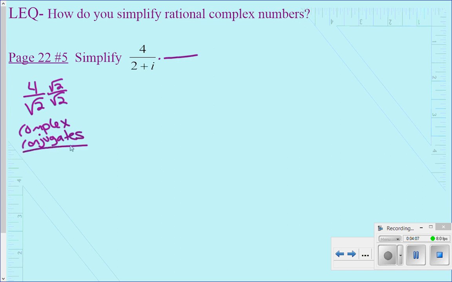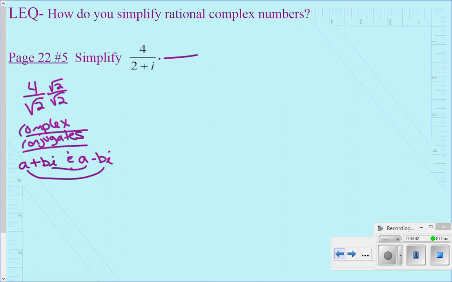So complex conjugates, we have a plus bi and a minus bi. So what that means is the real part is the exact same, and the imaginary part's the same except it has opposite signs. And when you have complex conjugates and you multiply them, the outer and the inner terms are going to cancel out, and you're just going to be left with the first times the first and the last times the last.